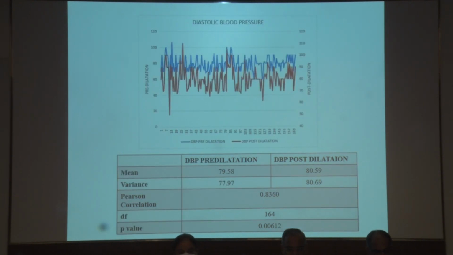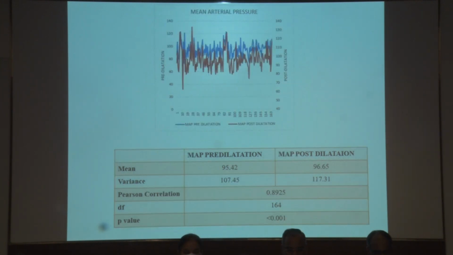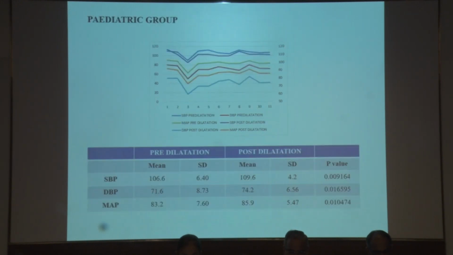The mean diastolic blood pressure prior to the installation of eye drops was found to be 79 and that post dilatation was 80, with a p-value of 0.006, which was again found to be statistically significant. The mean arterial blood pressure prior to the installation of eye drops was 95 and that post dilatation was 96, with a p-value of less than 0.001, which was again statistically significant.